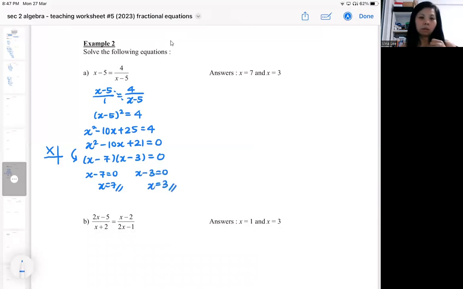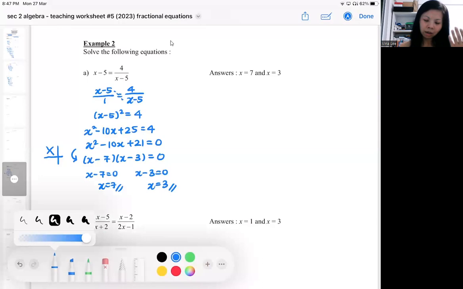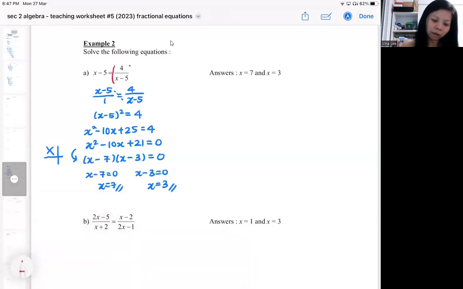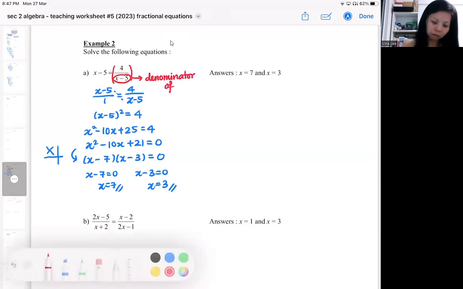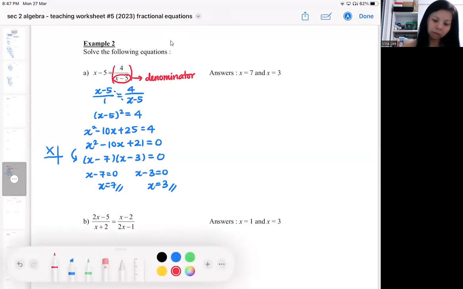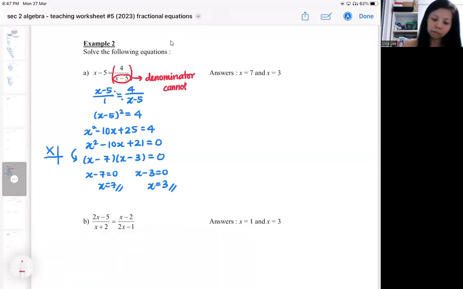So how will you check whether your answer is valid or not? The checking has got to do with the denominator of the fraction. The denominator cannot be 0. So the denominator of a fraction cannot be 0. Why can the denominator not be 0? If you try on your calculator, like 4 divided by 0, your calculator actually gives you a math error.